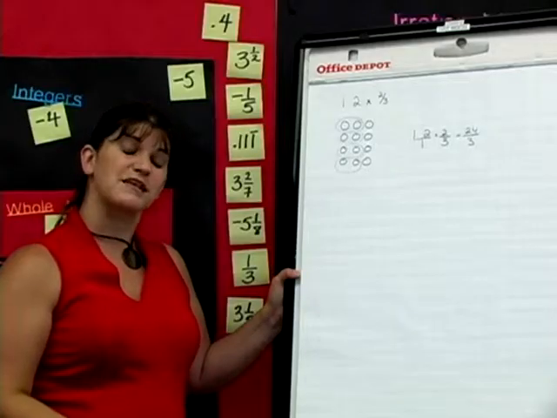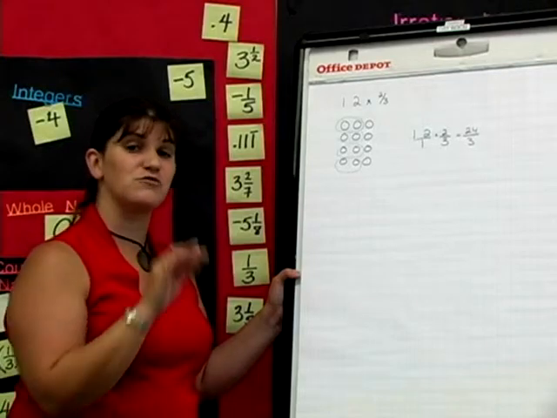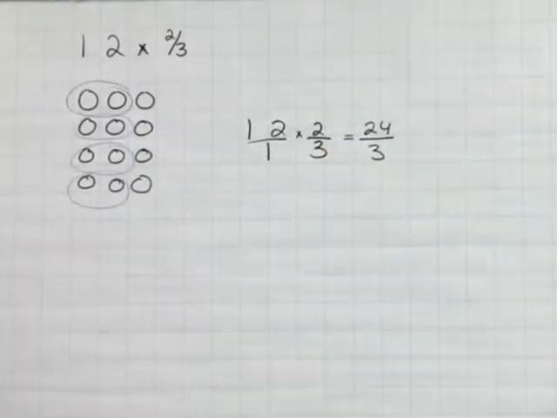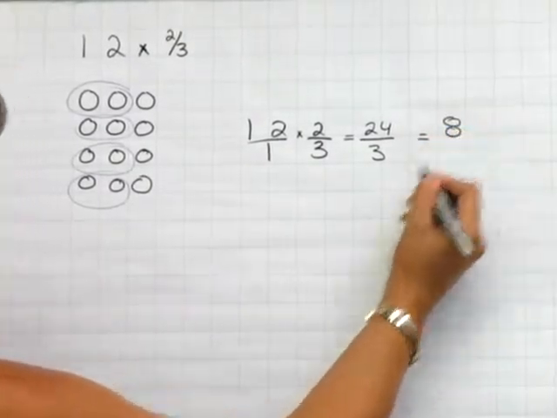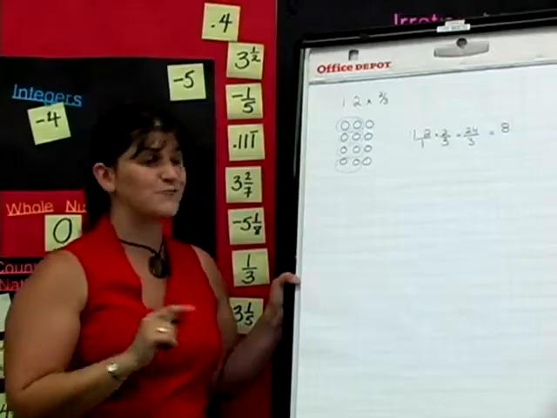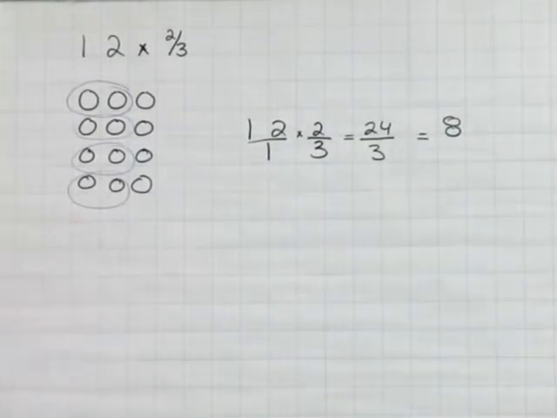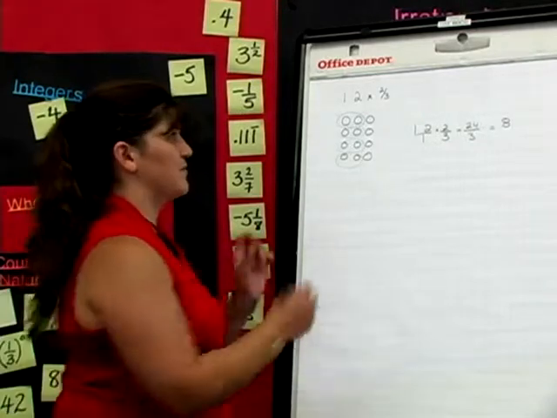Now we're left with an improper fraction. In this case, it's important to change it into a mixed number. So we go, well, 24 divided by 3 is 8. So our answer is 8, which, if you'll remember, is the same answer we got when we drew the problem out. I'd like to show you one more example.